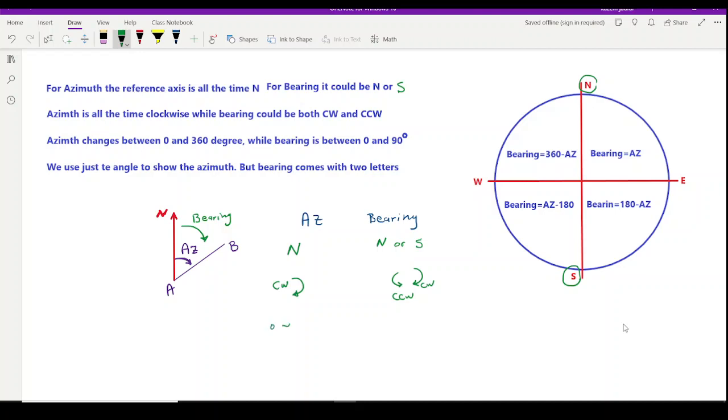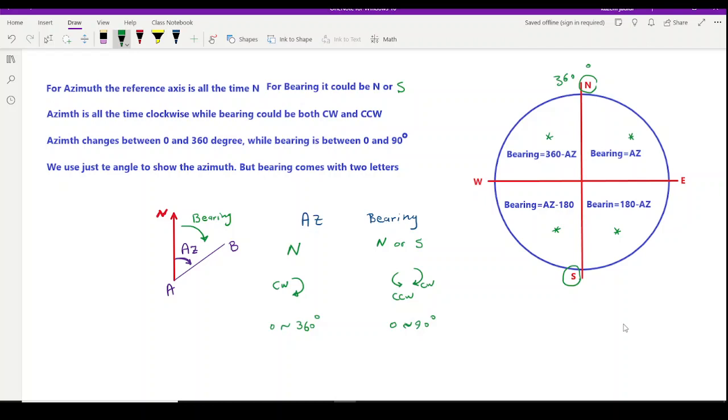Therefore, it could change between 0 and 360 degrees, because a full revolution in a circle is 360 degrees. But for bearing, it's limited between 0 and 90 degrees. So bearing is all the time an acute angle between 0 and 90 degrees, because bearing is going to fall within these quadrants, and each quadrant, we know, is 90 degrees maximum. Therefore, bearing is going to be between 0 and 90 degrees.